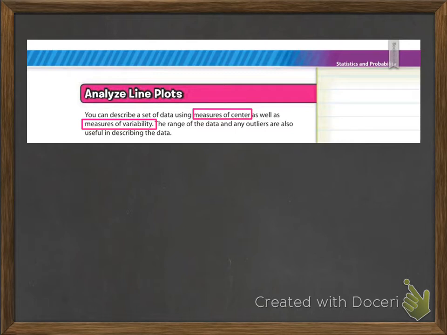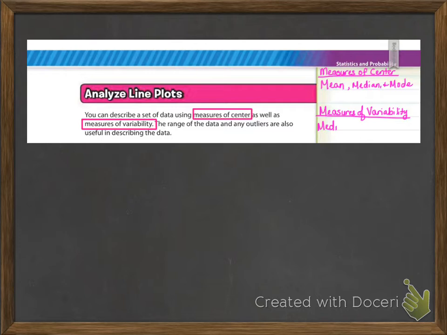All right, so let's go ahead and look at this next one here. It says you can describe a set of data using measures of center as well as measures of variability. The range of the data and any outliers are also useful in describing the data. So let's go ahead and talk about what measures of center are compared to measures of variability.